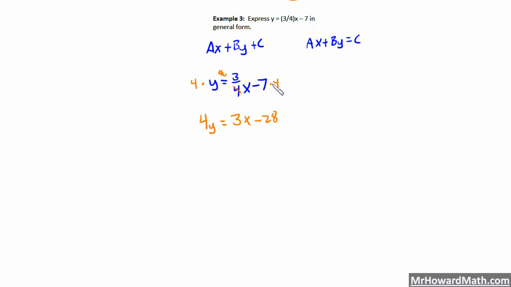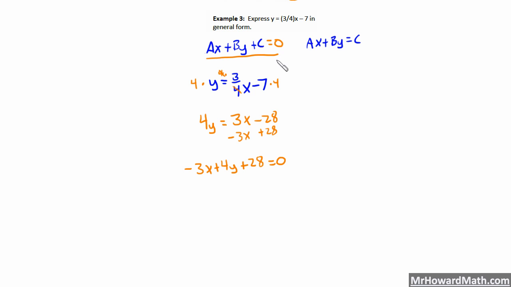Alright, and in the general form, we're going to use this one right here. We need the x term, the y term, and the constant all on the same side. So we want to move the 3x over, and we want to add the 28 over. Okay, so that's going to give us negative 3x plus 4y. Whoops, my fault there. Not equals. We want them all on the same side. Plus 28 here. And that would all then be equal to 0. Okay, so this is our final answer. Negative 3x plus 4y plus 28 equals 0.